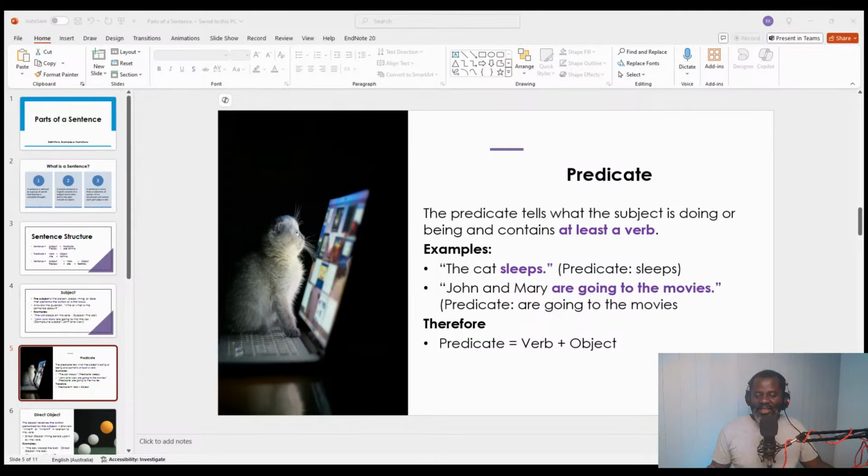He told the children a story. Now, the children are the ones that received a story. Therefore, the children are the indirect object.